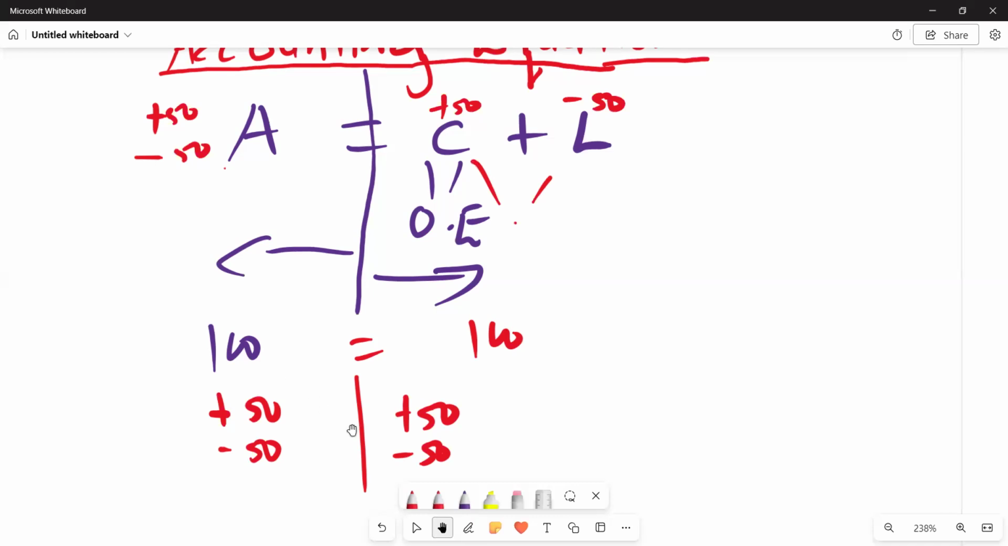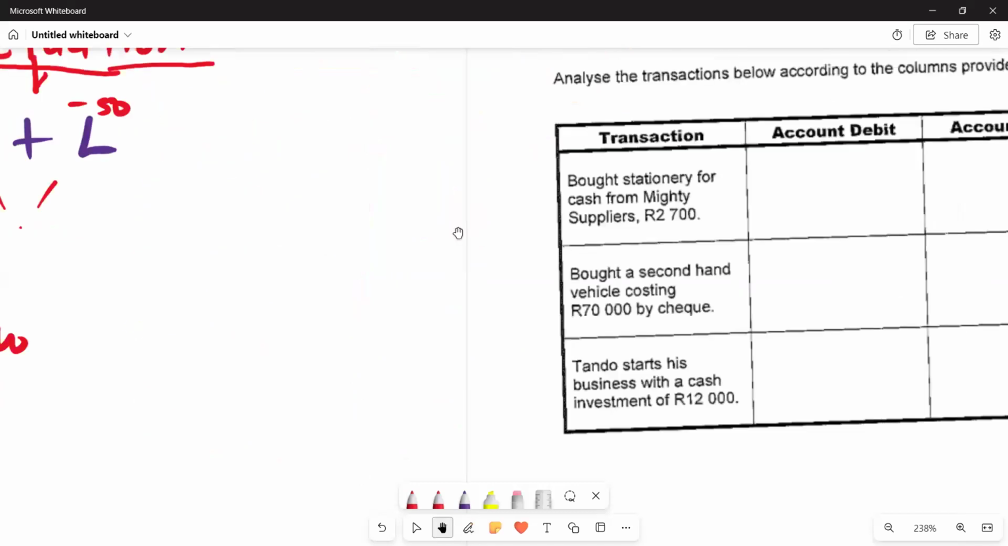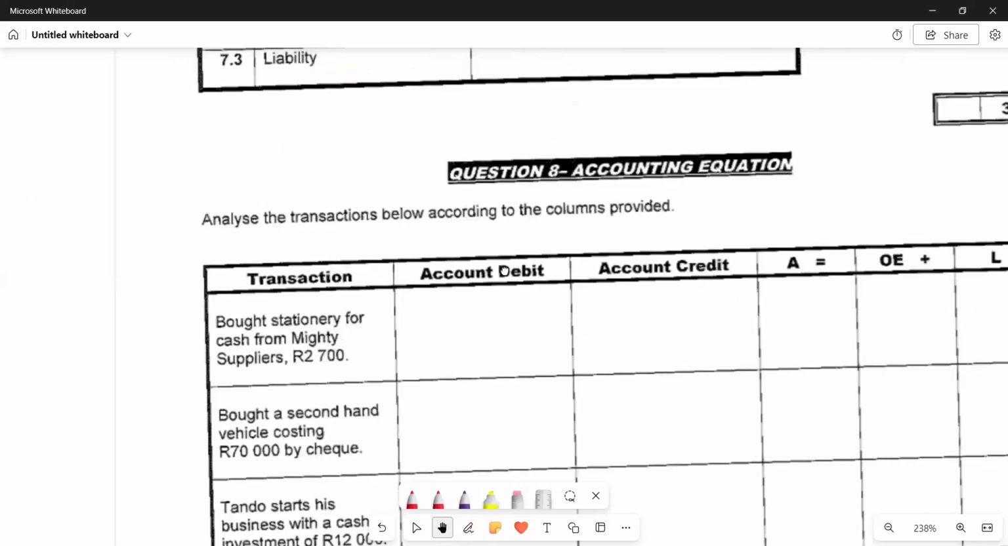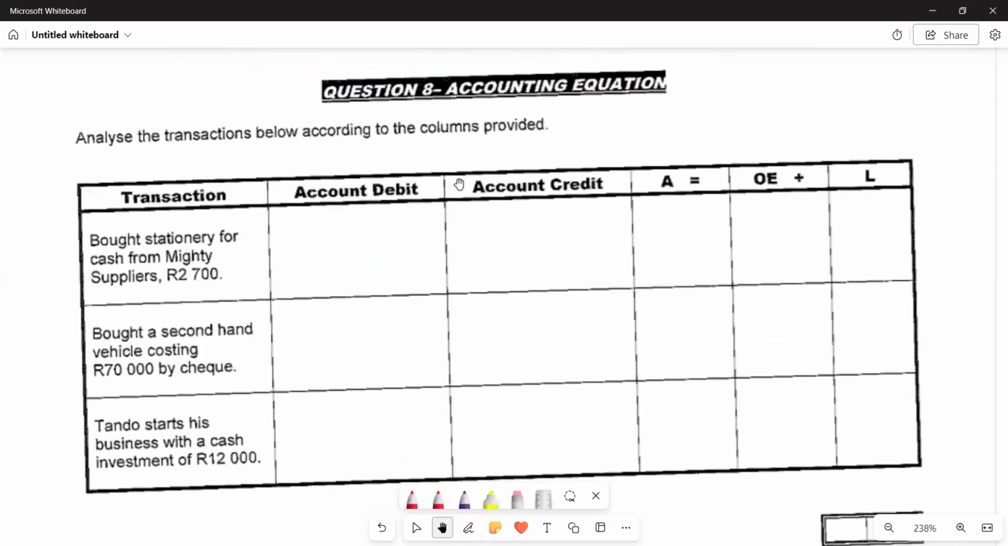If you go to our question part, we've got a question from a past exam paper that we want to look at on accounting equation. It reads, analyze the transaction below according to the columns provided. You are given a transaction, an account to debit, an account to credit, and then the effect on the accounting equation. The first part says bought stationery for cash from Mighty Suppliers 2,700. The double entry involved is the stationery account, and obviously we are using our cash, so we also have the cash account.